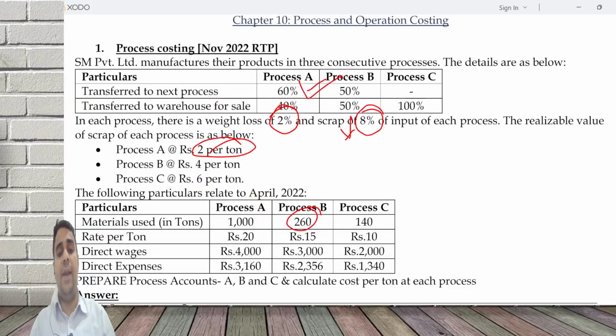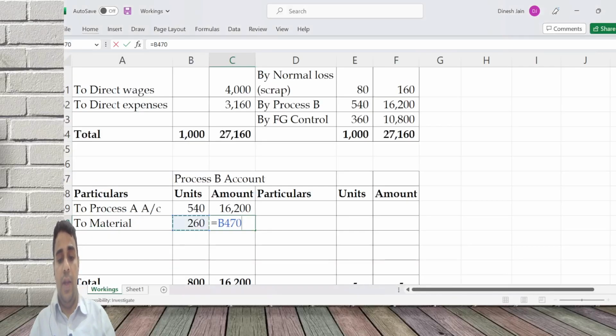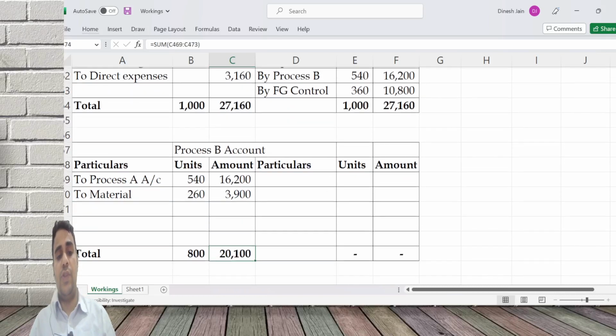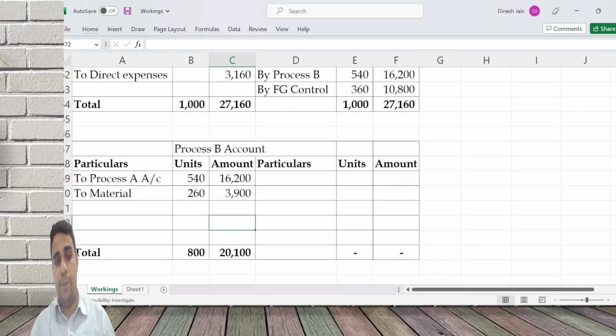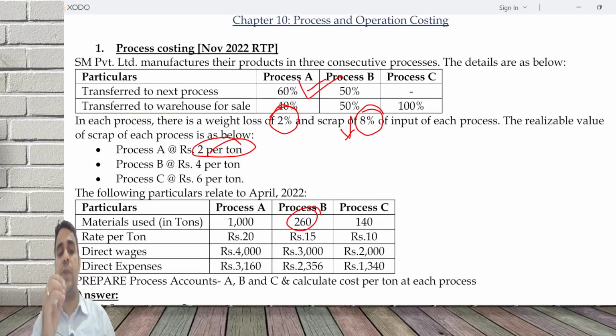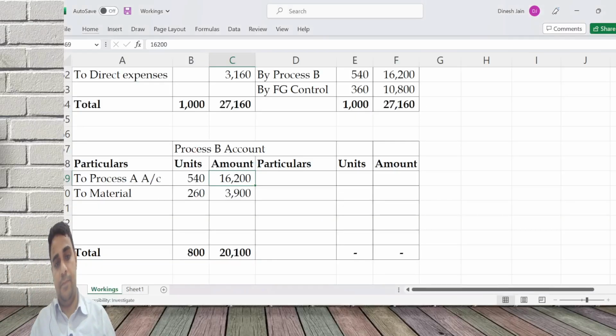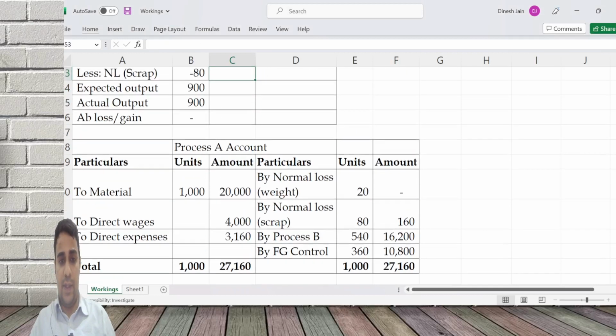260 tons we are adding into 15 rupees. One 540 comes from process A. On top of that, another 260 I'm adding, materials used in tons. 540 came from the earlier process, 260 additionally I added. I'll fill this process B account in some time.